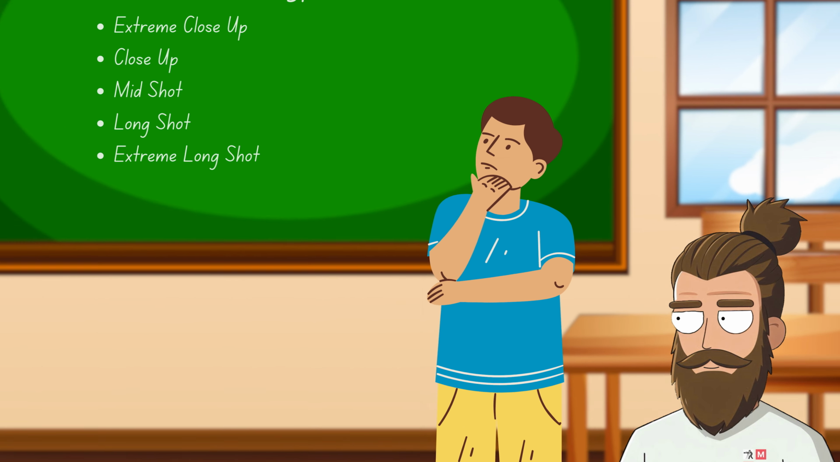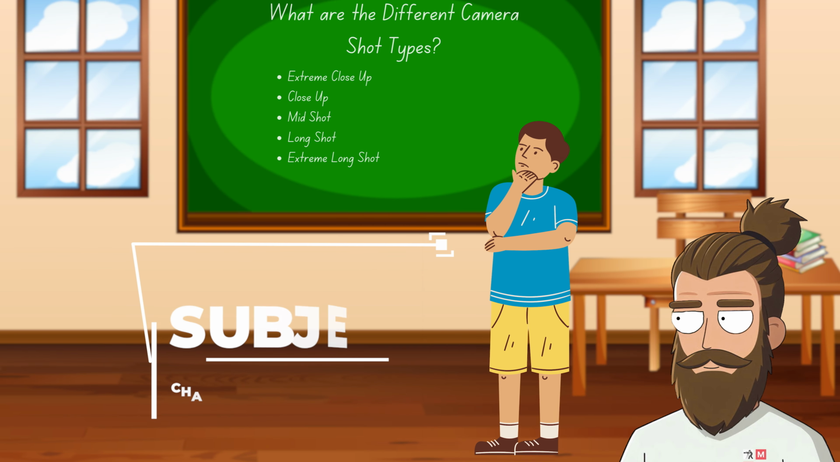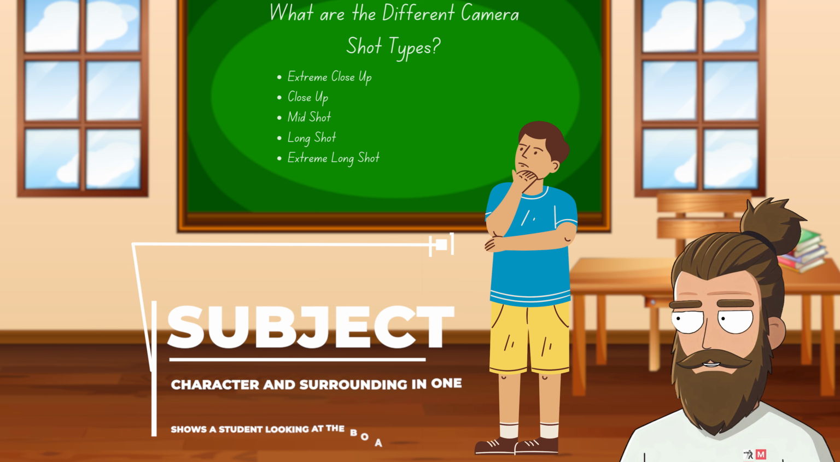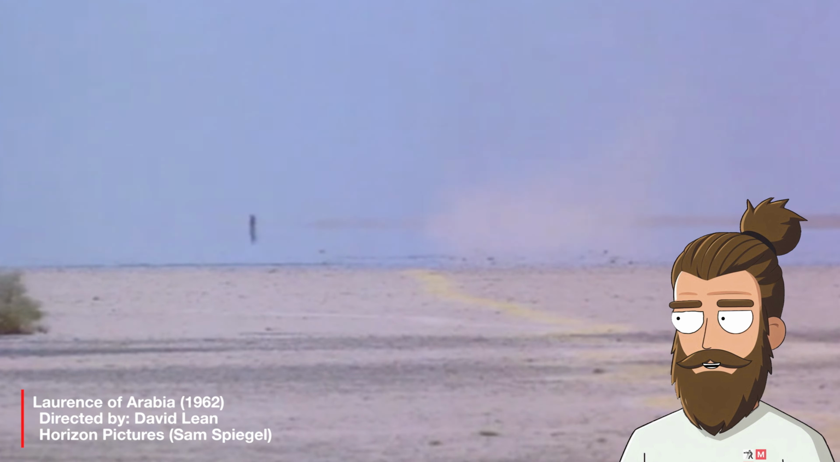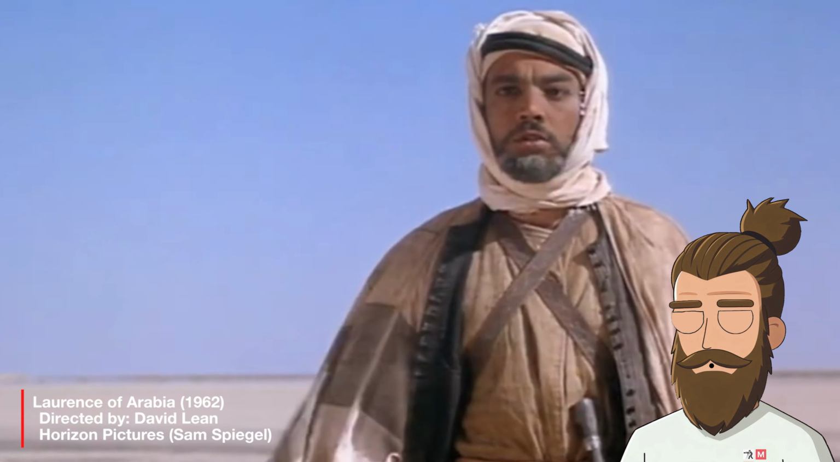Taking another step back, a long shot captures a character or object in its entirety within the environment, establishing the setting or emphasizing the character's relationship with their surroundings. A great example of this is in Lawrence of Arabia, where long shots of the desert underscore the vastness of Lawrence's journey and the isolation he feels throughout.